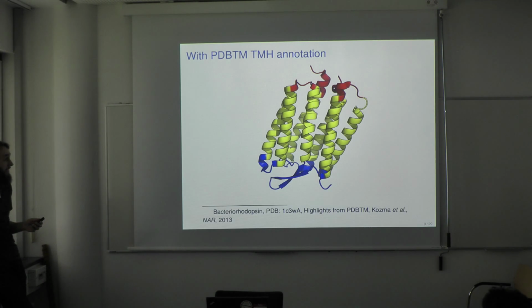And just to wrap this up, this is what the same protein would look like if we highlighted the annotation, in this case from PDBTM. So red and blue are the inside and outside of the membrane, and then yellow is everything that is annotated as transmembrane region. Yes, question?